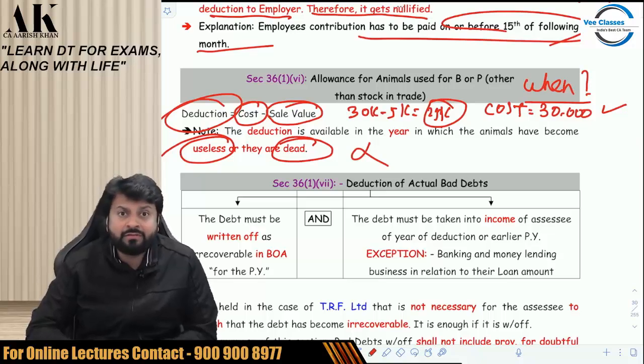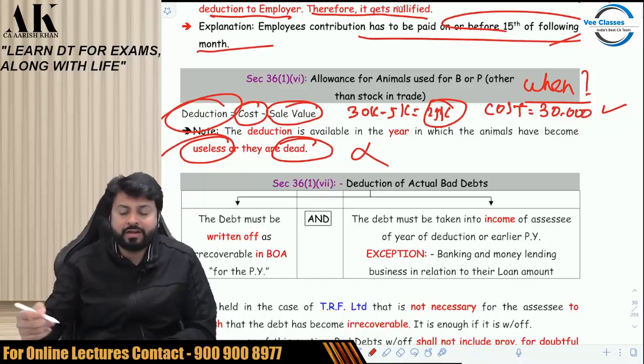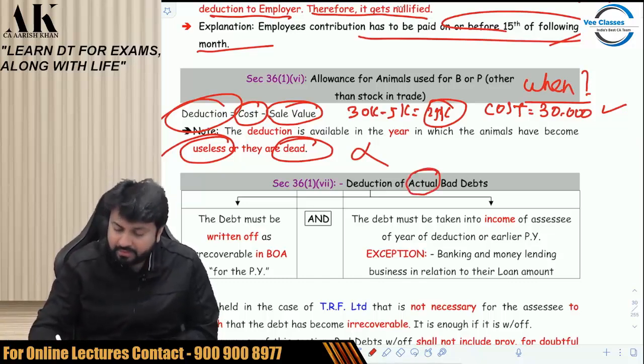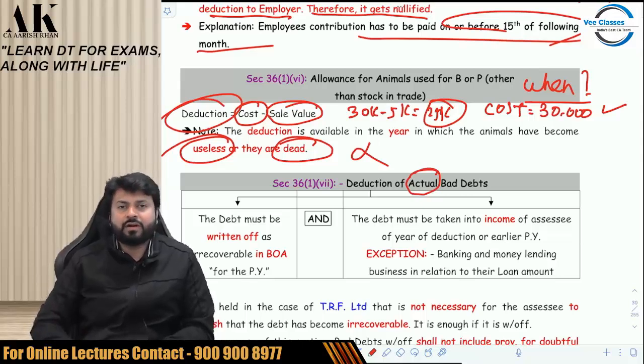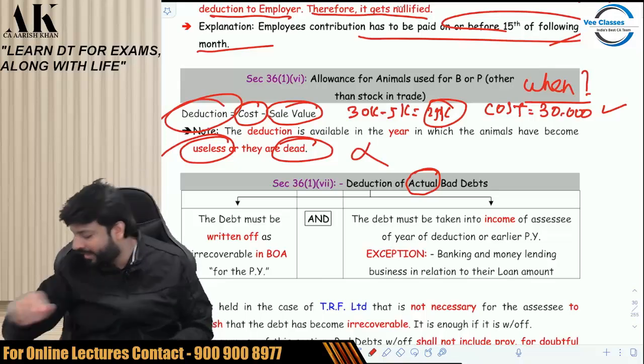The previous four were very important. The next one is also extremely important. Now what is the next one? The next one is very important: deduction of actual bad debt. Circle. Actual means what? Actual means actual. The income tax law does not recognize provision for bad debts. They will only allow you actual bad debts.